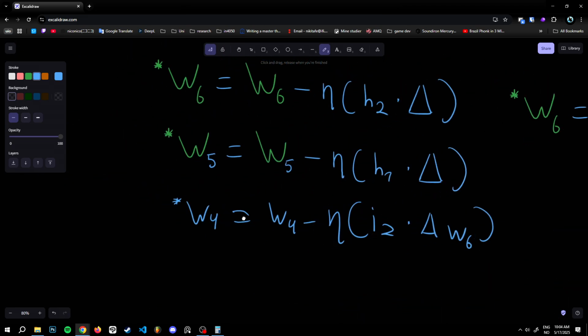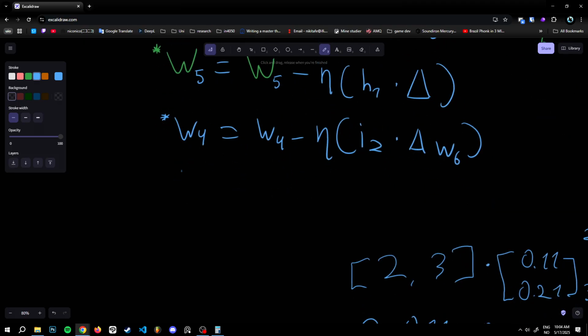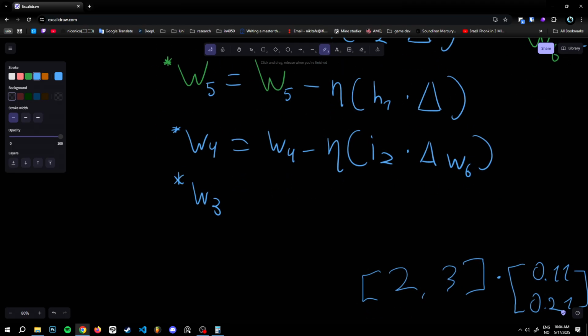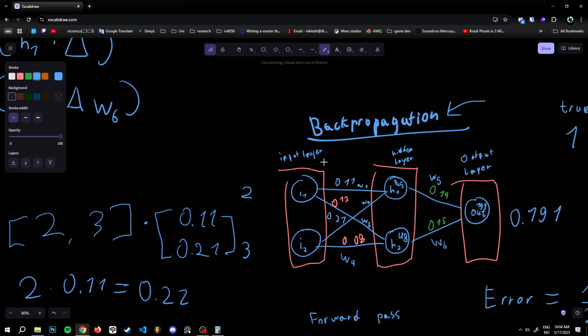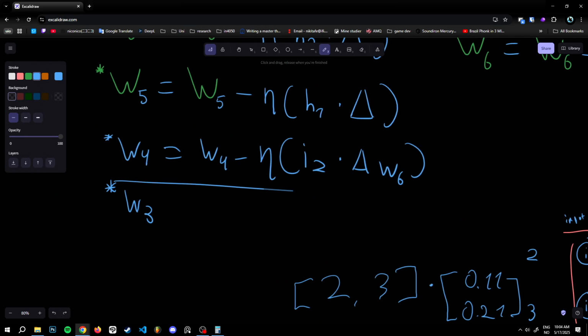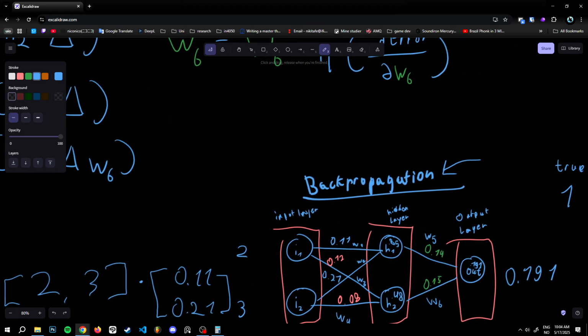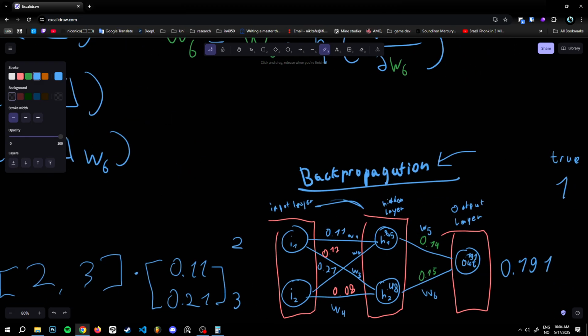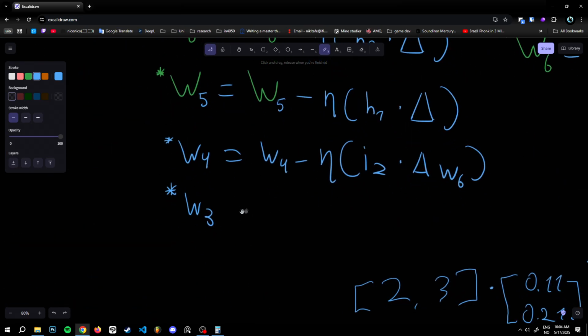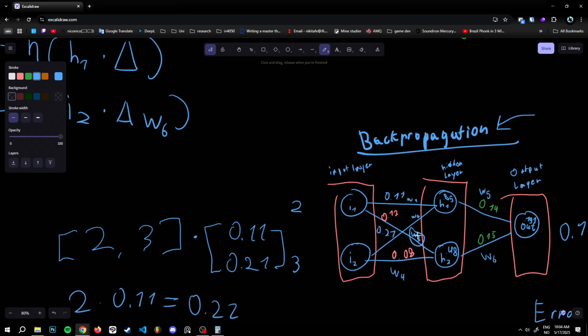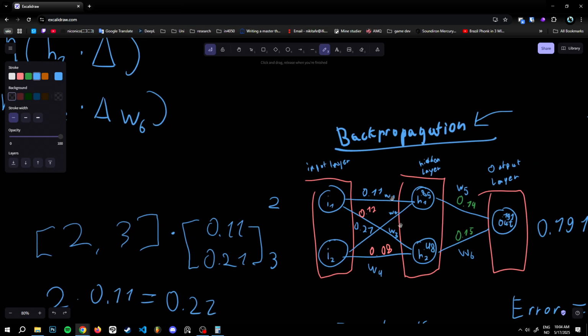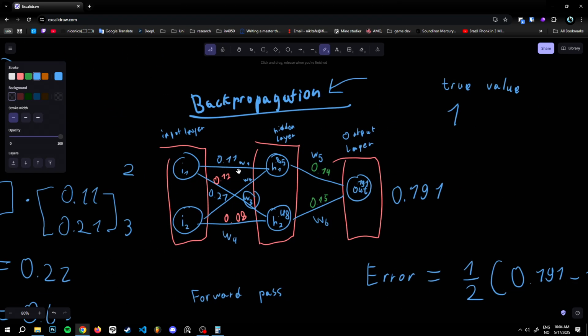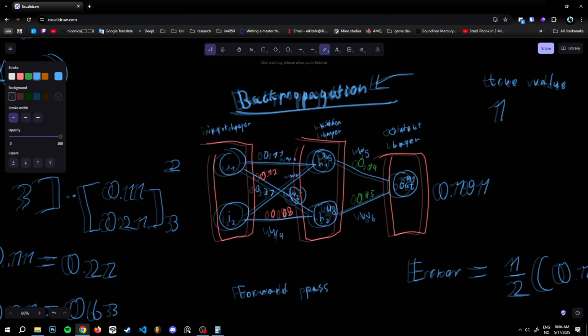And this is the formula for updating weight 4. And weight 3, now that we kind of know, this is basically the formula between the input layer and the hidden layer, right? You can see here that weight 3 is this guy, right? And then we ask this guy, well, how did you contribute to the error, or what happens when we change you?